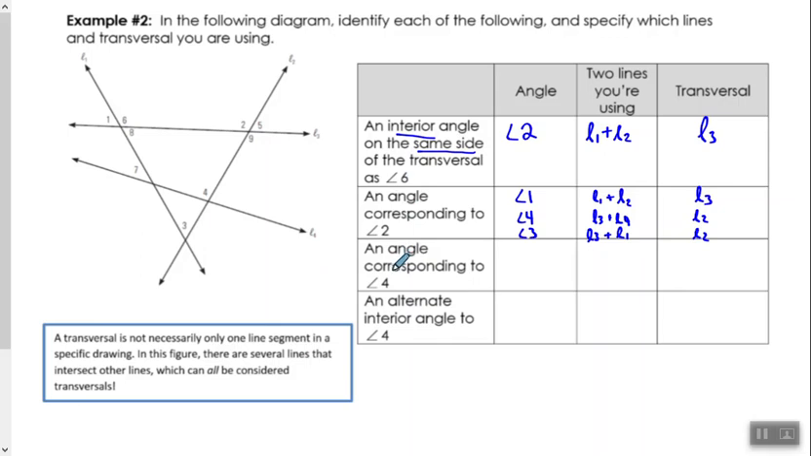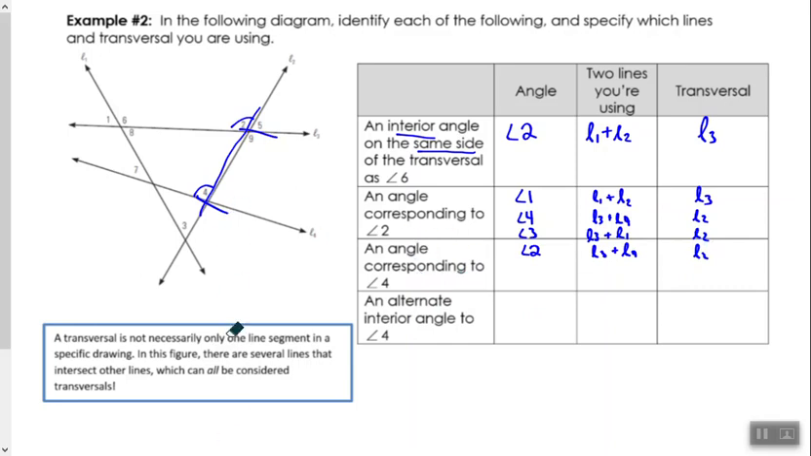Next, an angle corresponding, again, to angle 4 now. So here is angle 4. And, well, we already know that angle 4 is corresponding to angle 2 from up here. So taking a look, angle 4, top left, angle 2, top left. When I'm using line 2 and line 3 and line 4 as my lines and line 2 as my transversal. So we know that angle 2 corresponds to it already. If I'm using line 3 and line 4, with line 2 as my transversal.